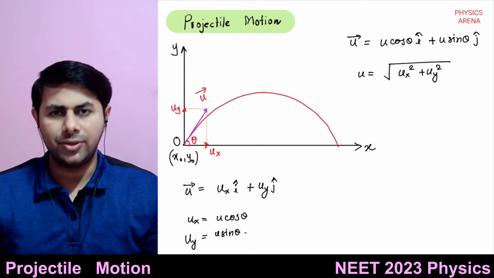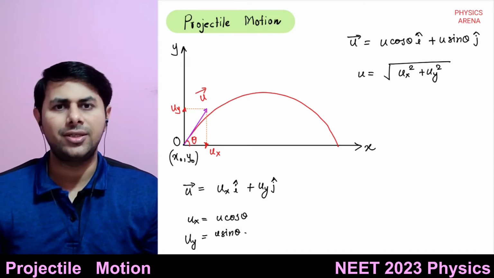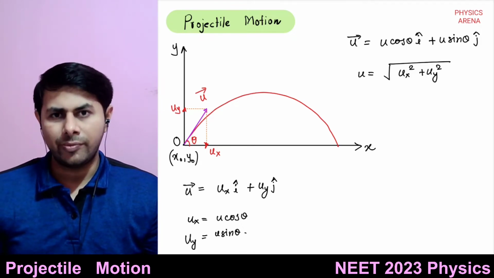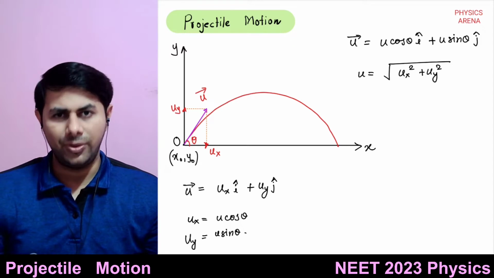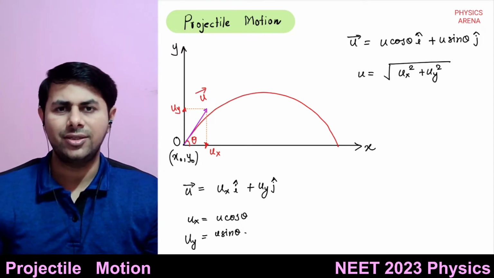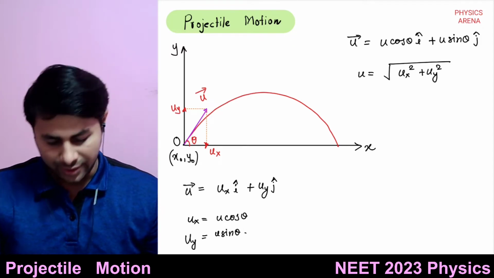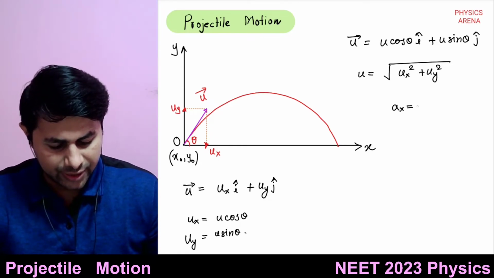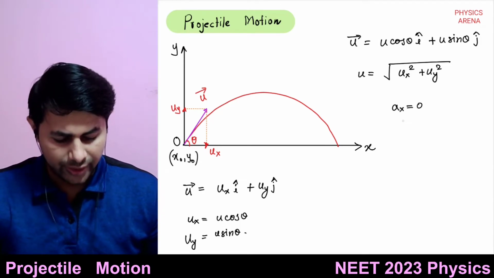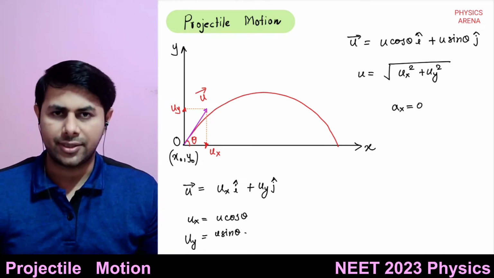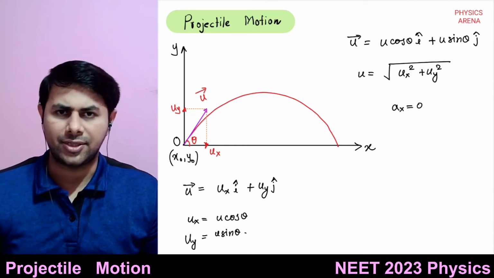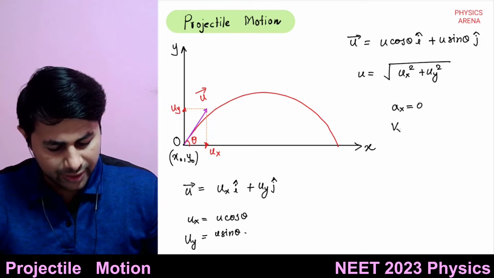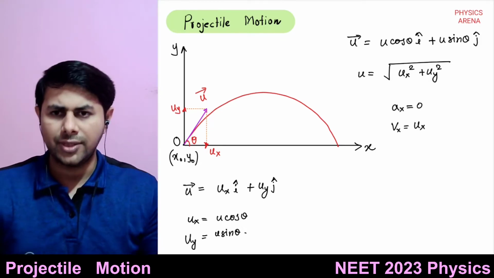So see, there is no acceleration along x direction. There is acceleration in y direction only, which is acceleration due to gravity. So motion along x direction is uniform motion. Motion in y direction is uniformly accelerated motion, right? So acceleration in x direction is equal to 0. Therefore, the velocity in x direction at any later time will be equal to velocity at start. So can I say vx is equal to ux? Yes, no?